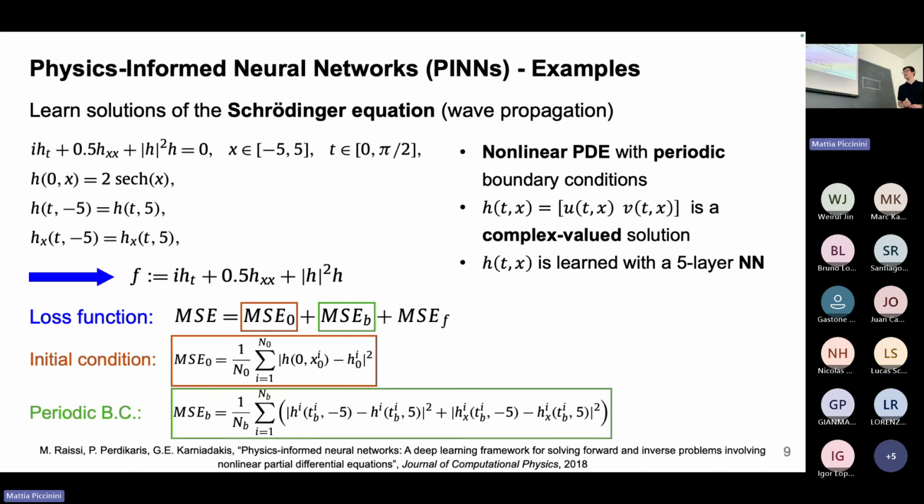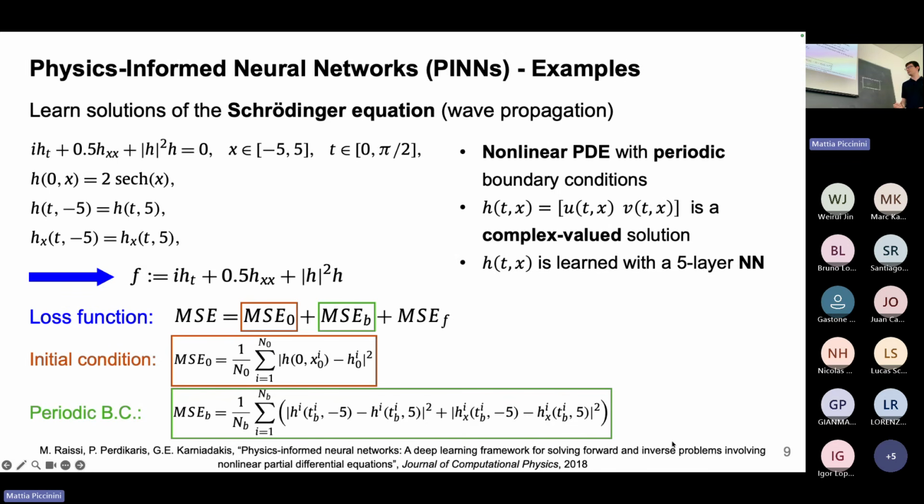And then the second term is enforcing the periodic boundary conditions. So for x equal to 5 and minus 5, for every time t, we don't know the solution there, but we know we have periodic conditions. So from there, everything starts again. This applies to the solution and also the partial derivative with respect to x. And this is something you can easily incorporate in the loss function.